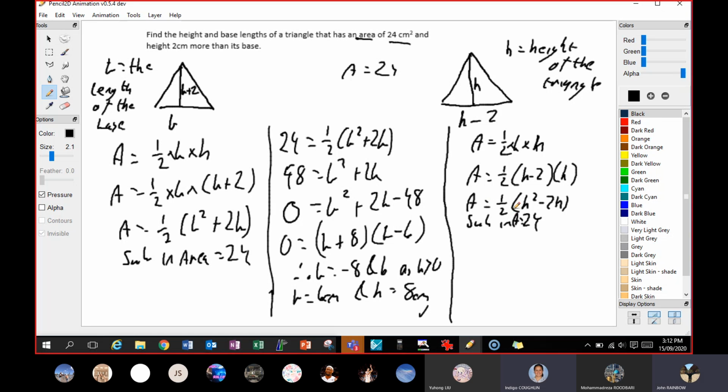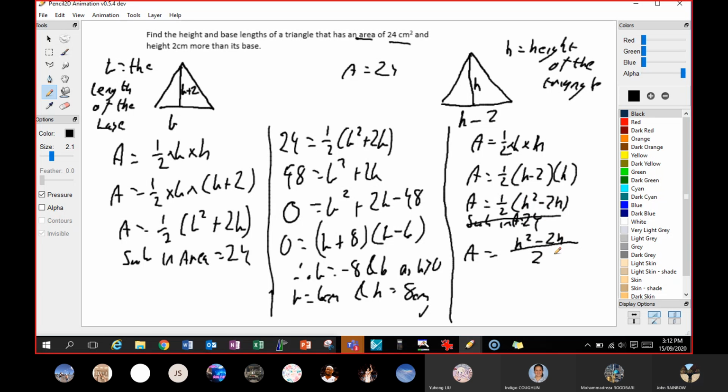No, I'm going to times it by 2 because it's a half. I want to get rid of the half. So if you're halving things, I want to get rid of it, so I'm going to double it. Another way I could write this would be A equals h squared minus 2h all on 2, because it's all halved. It's half of that, isn't it?